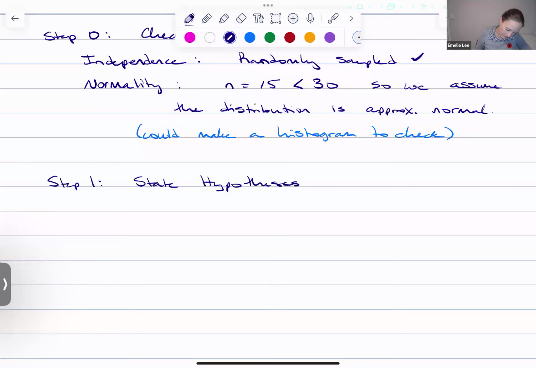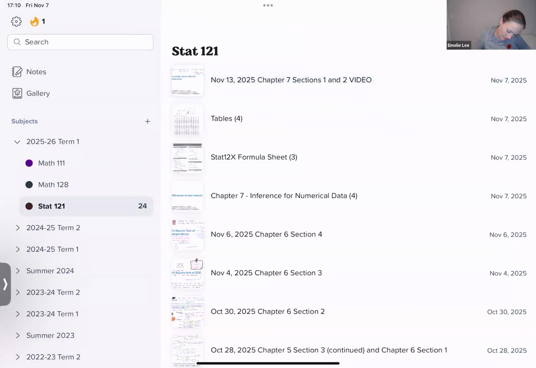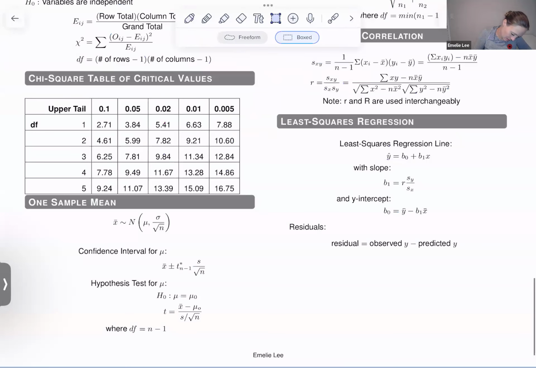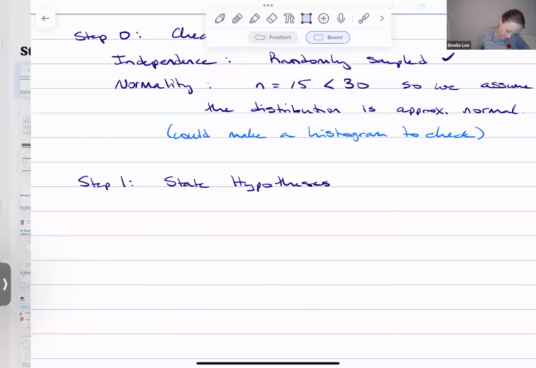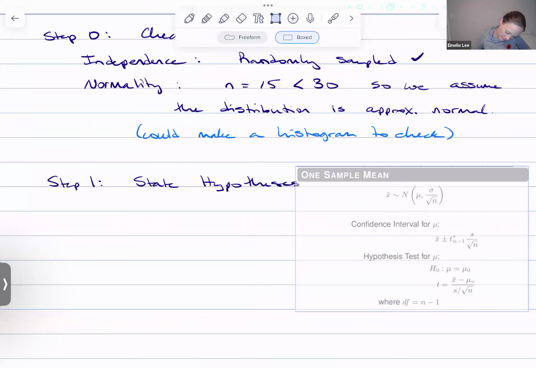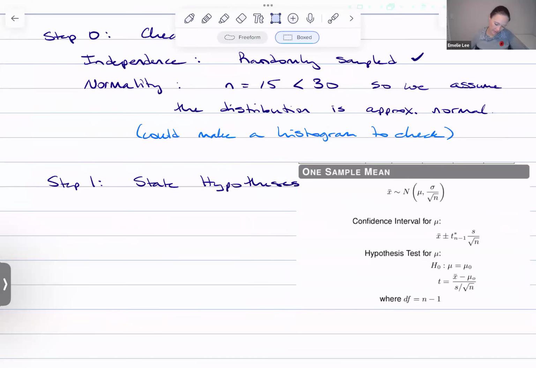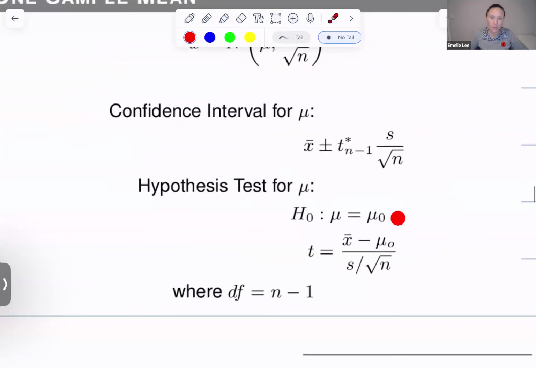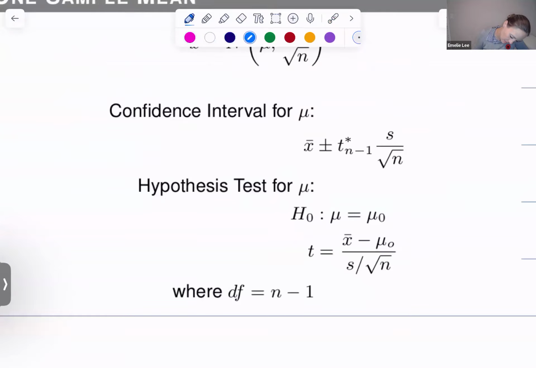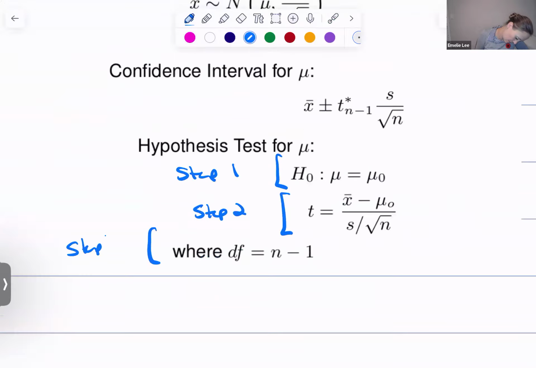And what I'm going to do is just go back and grab from the formula sheet here. We're doing a hypothesis test. So step 1, step 2. And you need the degrees of freedom for step 3.